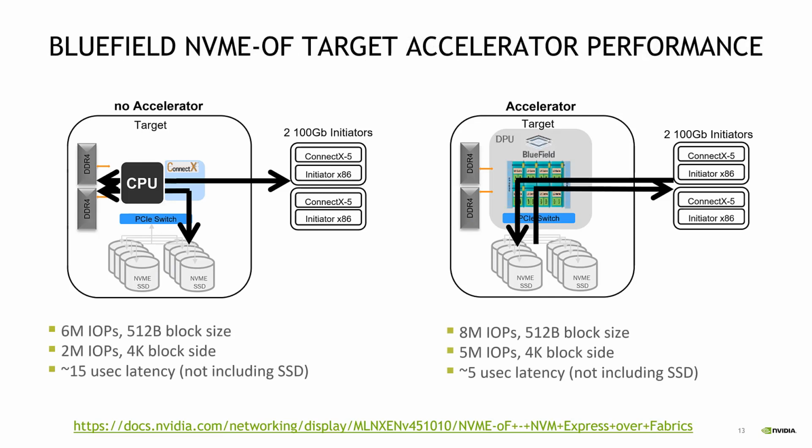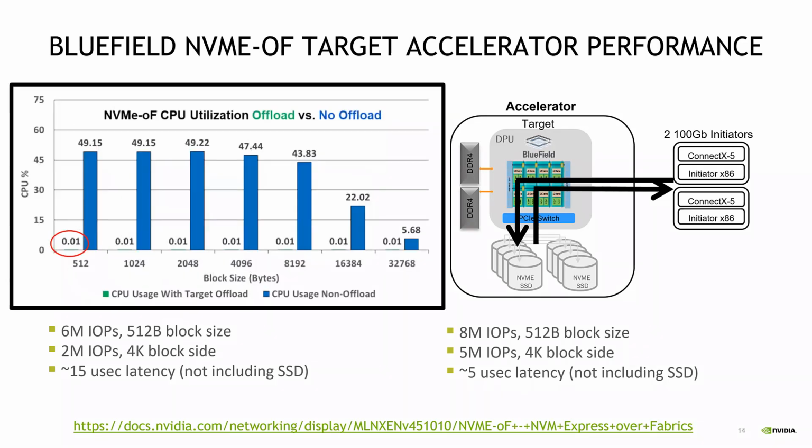Here's the difference in performance between using the accelerators versus the CPU running software. The reduction in latency by removing the software from the data path is 3x. And this, of course, is also reflected in the IOPS increases. And the effect on CPU utilization across the block sizes is even more dramatic. At first glance, in fact, you don't even see the offload CPU utilization because it's barely measurable.